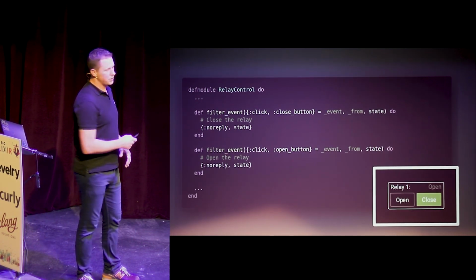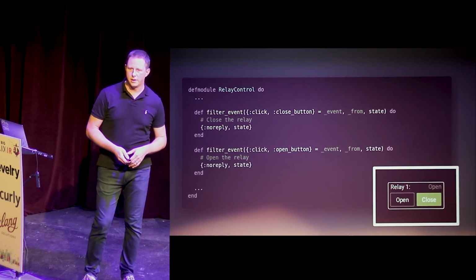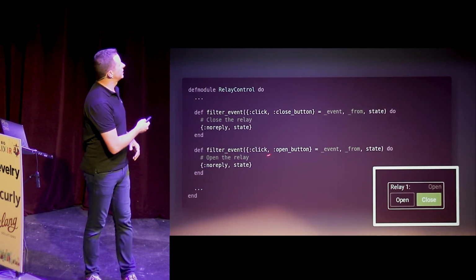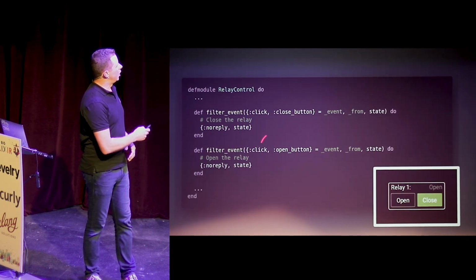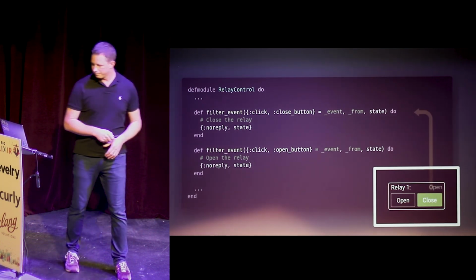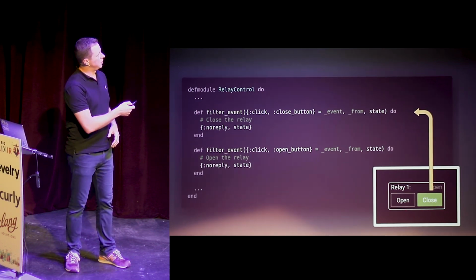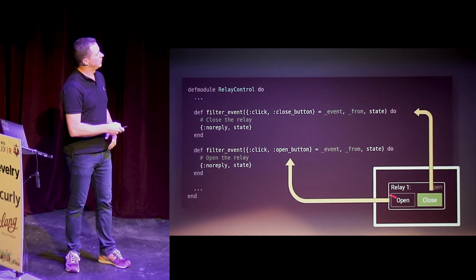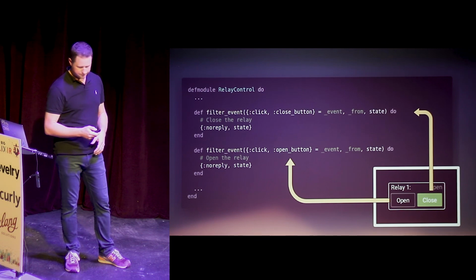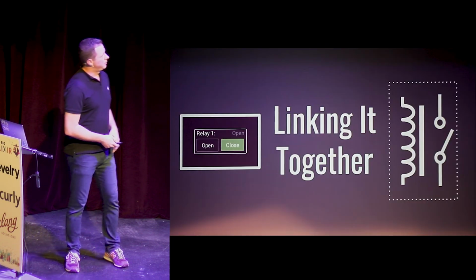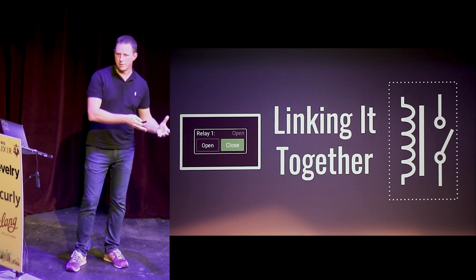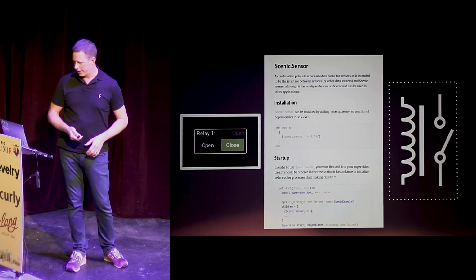There are ways to bubble those up into parent scenes, parent components. In this case, as soon as I get the click close event, I'm going to close the relay. And if I get the open button event, I'm going to open the relay. So pressing close calls the first one here, pressing open calls this callback. So that's great. So now I know when someone presses a button, but how am I going to have the Scenic component actually drive the relay?